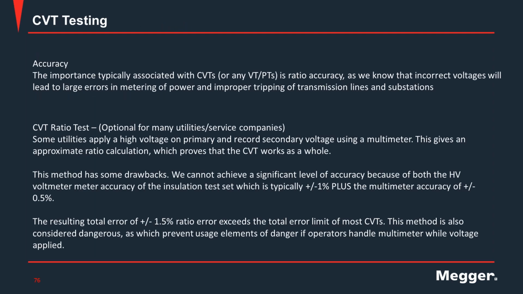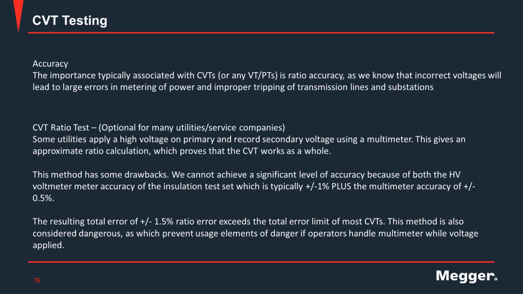Now, CVT testing accuracy. The importance typically associated with CVTs is ratio accuracy, as we know that incorrect voltage will lead to large errors in metering of power and improper tripping of transmission lines and substations. When we do the CVT ratio test, this is optional to many utilities nowadays. Some utilities apply a high voltage on the primary and record the secondary voltage using a multimeter. This is the traditional practice. This gives us an approximate ratio calculation, which proves that the CVT works as a whole.